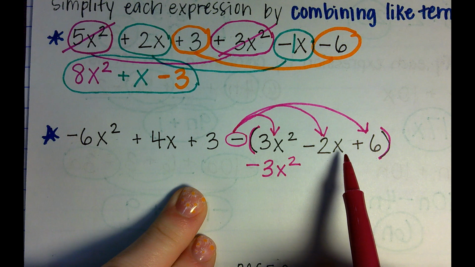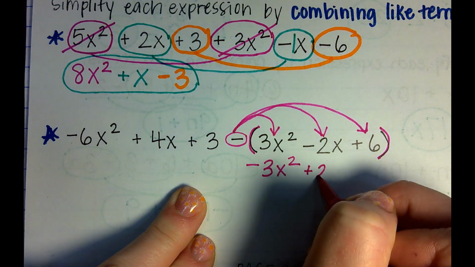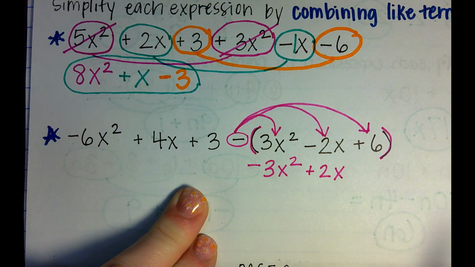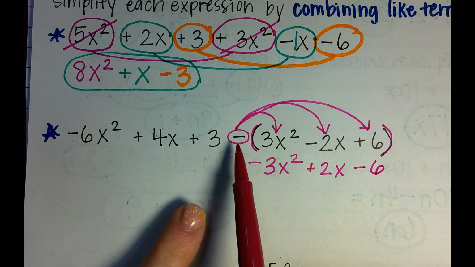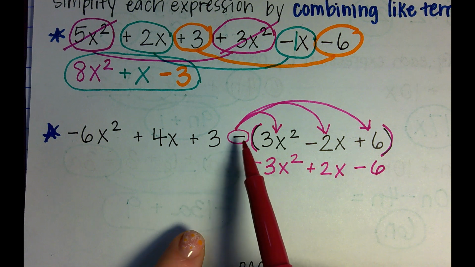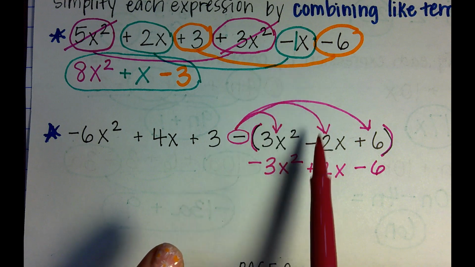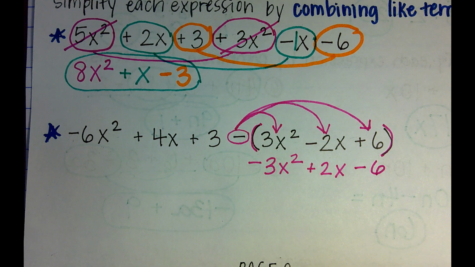Negative 2x squared becomes positive 2x, and plus 6 becomes... yes, good. So remember, if you have a minus outside of parentheses, it changes the sign of everything inside. We just switch all of them, okay?